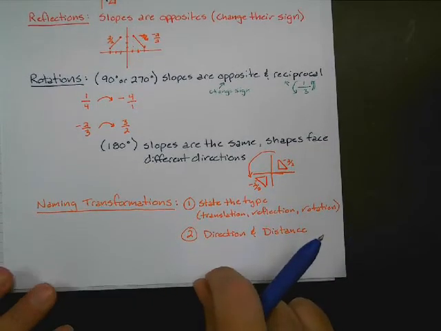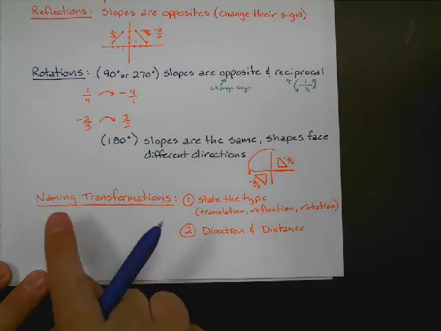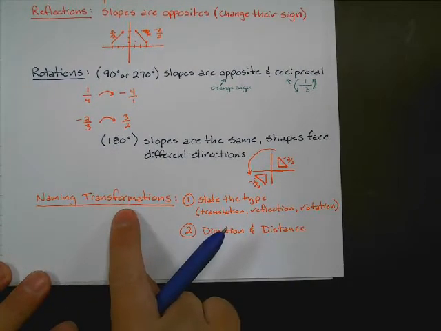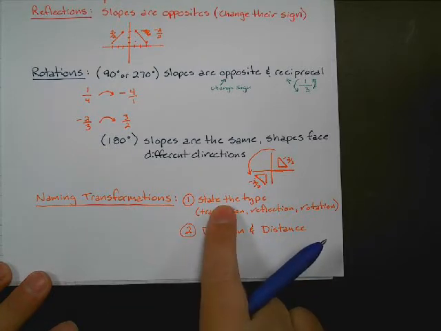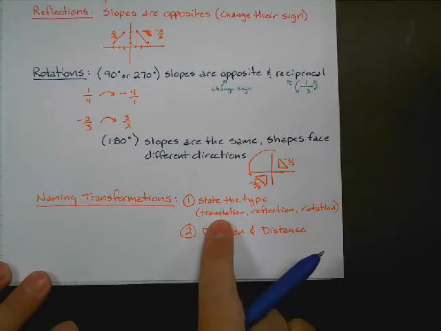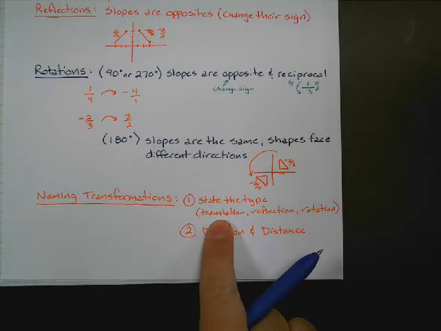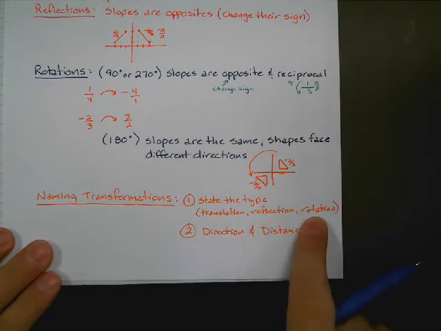All right, last thing before we do our two examples. Naming a transformation. When you name a transformation, you need to do two things. You have to state the type of transformation that's happening. Our three types that we're working with in this section are translations, reflections, and rotations.